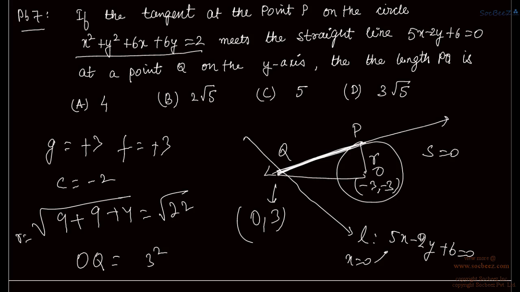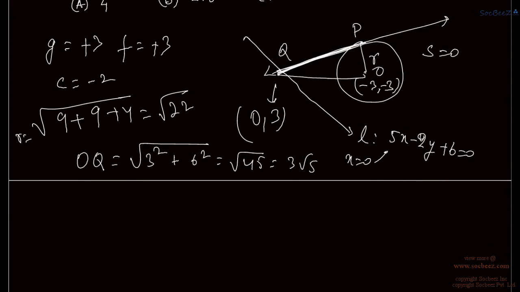So OQ can be easily found out by square root of 3 square plus 6 square. That is root 45, which is equal to 3 root 5. So we have to find the length PQ.